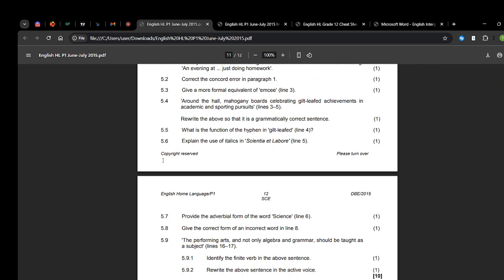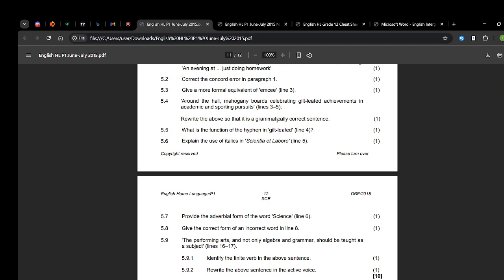5.4. They quote something from this text: "Around the hall, mahogany boards celebrating gilt-leafed achievements in academic and sporting pursuits," lines 3 to 5. Then it says, rewrite the above so that it is a grammatically correct sentence.